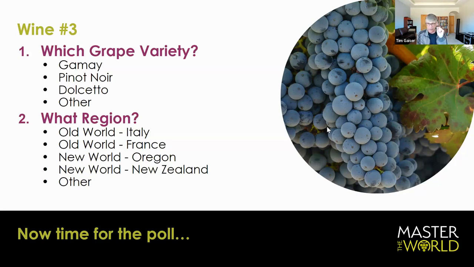To me, what this wine has is a lot of delicious fruit, a lot of herbal qualities, some earth and mineral, and then the use of oak. Okay? All right. So those are your choices. Please vote. Don't be bashful.